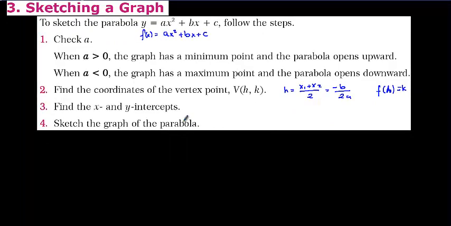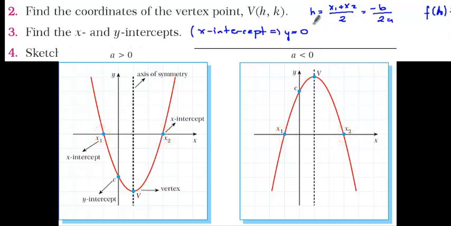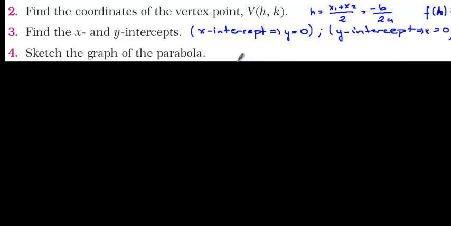Okay, then we were finding the x and y intercepts. If you are finding the x-intercept, it means that y is equal to 0. If you are finding the y-intercept, it means that x is equal to 0, if you remember that one. Then, with respect to this given information, we are going to draw our parabola.